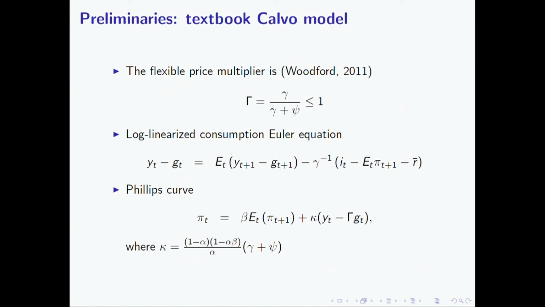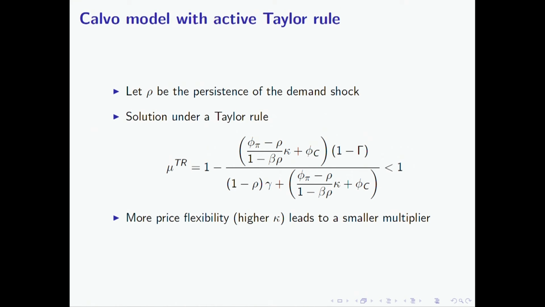This is the log linearized consumption Euler equation, the so-called IS curve, and here is the Phillips curve. It's a forward-looking expression for inflation that depends on future inflation and future output gaps. And it can be shown analytically that in this model, when monetary policy is standard and follows a Taylor rule, the solution for the multiplier is this expression here, which is always below 1. So it's, in a sense, close to the flexible price counterpart. And if you take the derivative with respect to kappa, you will see that more price flexibility, or higher kappa, leads to a smaller multiplier. There is nothing strange in this result. The more flexible prices are under standard monetary policy, the more you converge to a flexible price limit of a multiplier below 1.